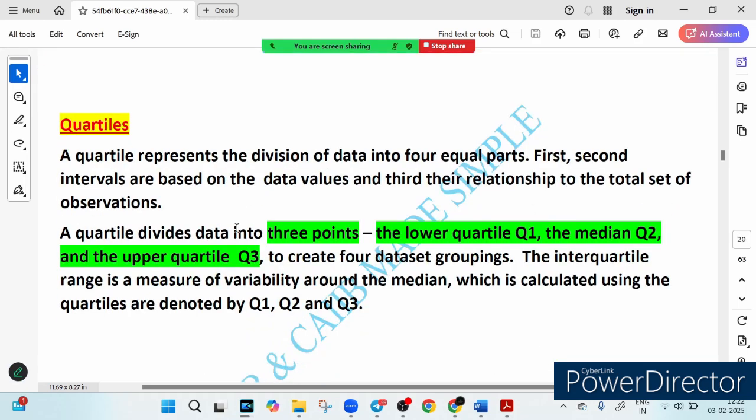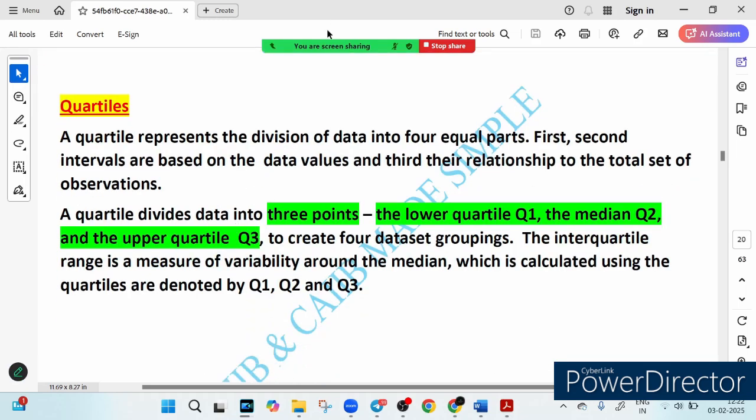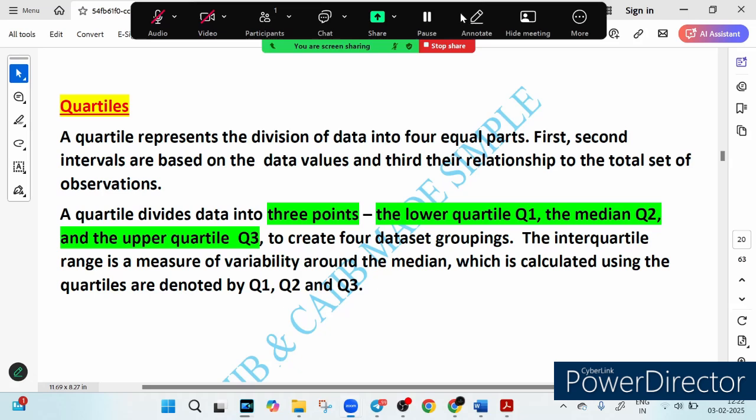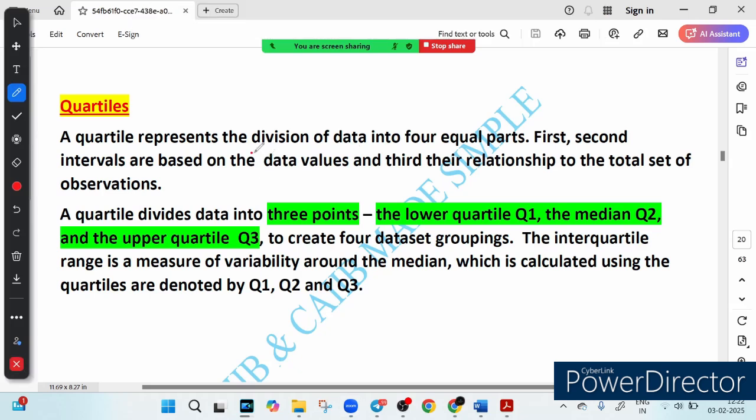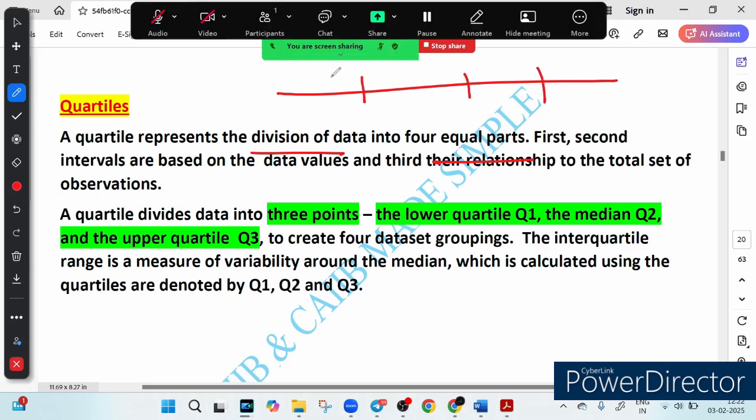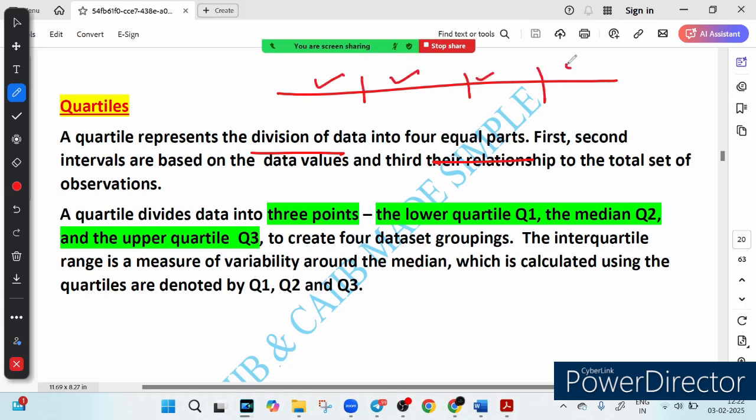So I think there's quartile also. So let's understand quartile also. What does quartile do? It represents division of data into 4 equal parts. Quartile, you might have heard about this term, a quarter, you know, 1/4. So what we do, suppose we have this data distribution, we divide it into 4 equal parts, 1, 2. So now you can see first part, second part, third part, fourth part.